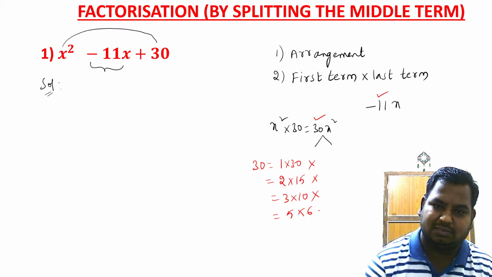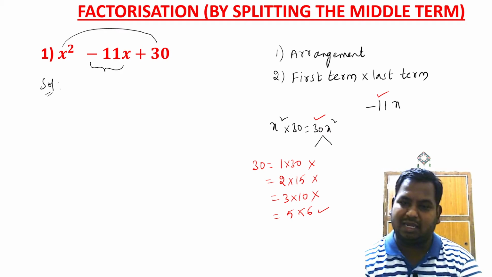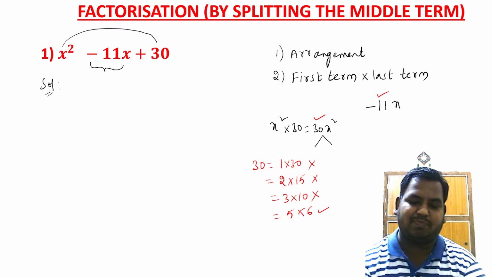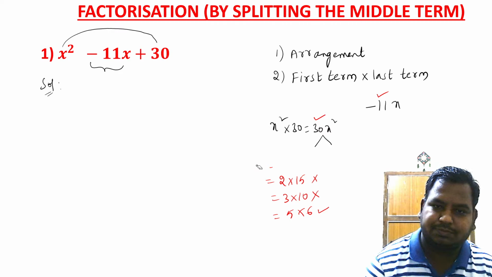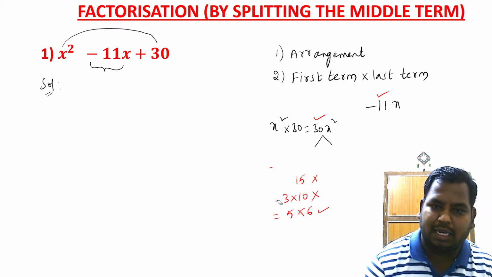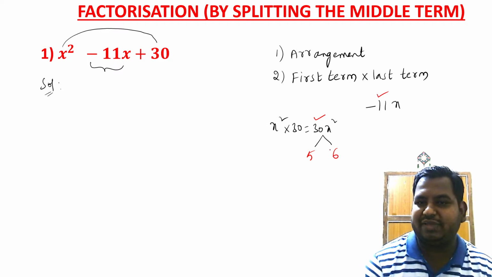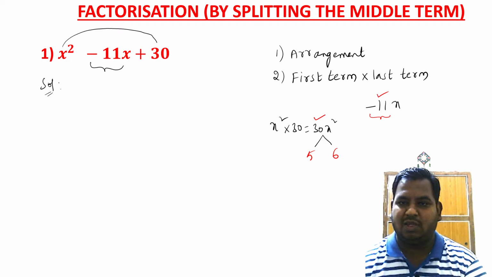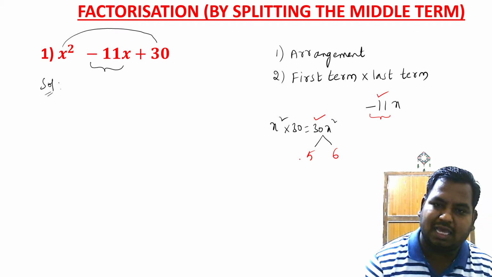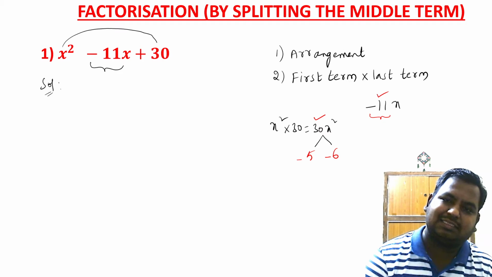Next, 5 and 6. 5 plus 6 is 11. So I can consider this pair, 5 and 6. But we need minus 11. We can obtain minus 11 if I have minus 5 and minus 6, because minus 5 minus 6 is minus 11.